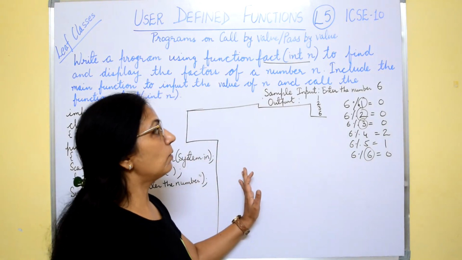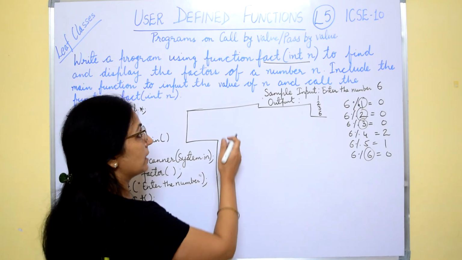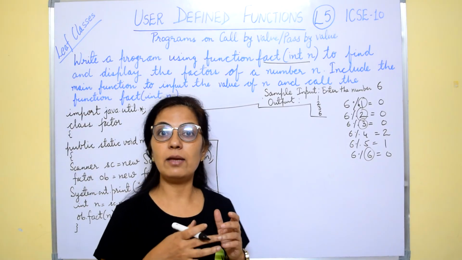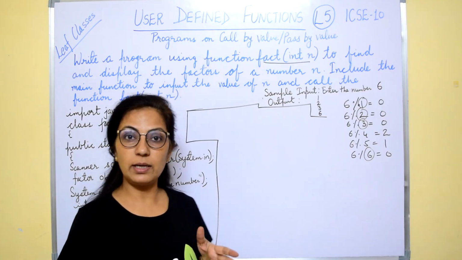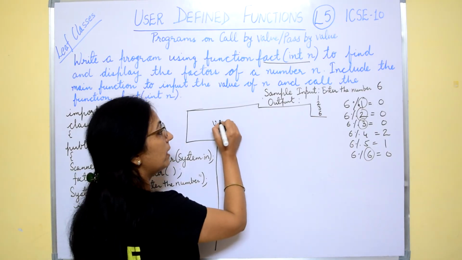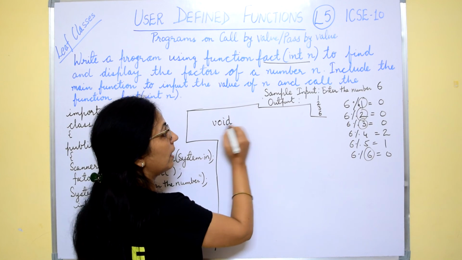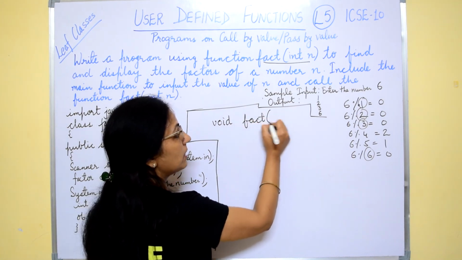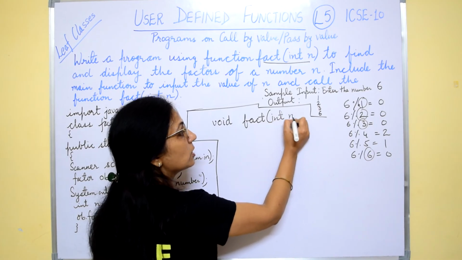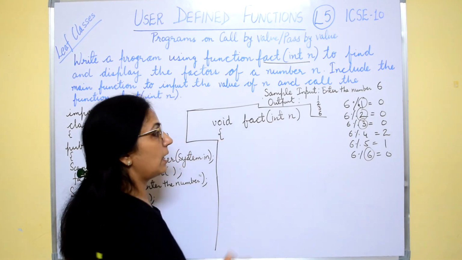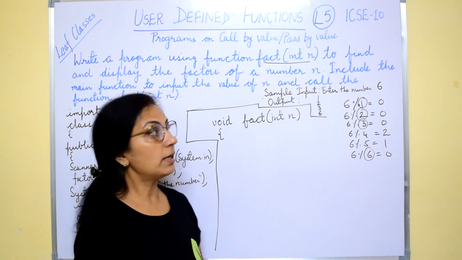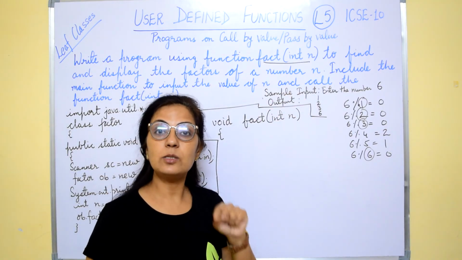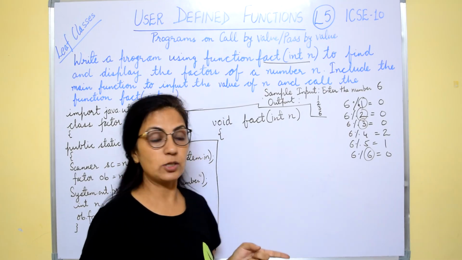Now we have to write the function fact. Here the function is not returning any value. If the function is not returning any value, which keyword is used? Yes, we write void. Void before the function name indicates that this function is not returning any value. Why is it not returning? Because as per the question, it is to find and display the factors in this function, right?